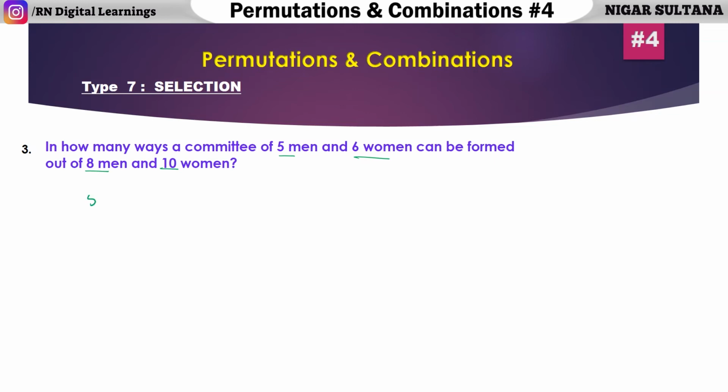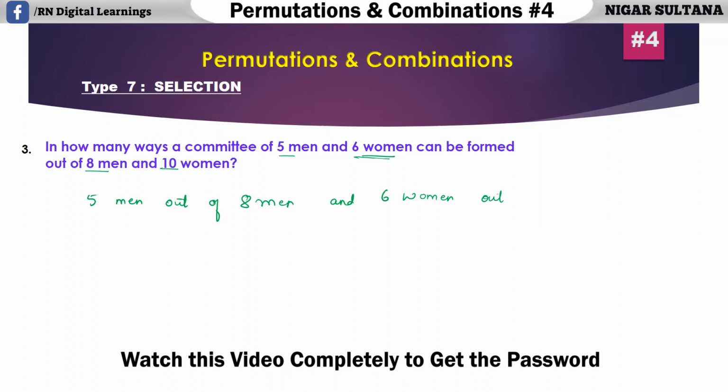So how can we write this? 5 men out of 8 men and 6 women out of 10 women, right? So how can we represent this?